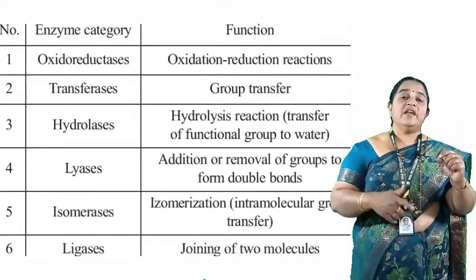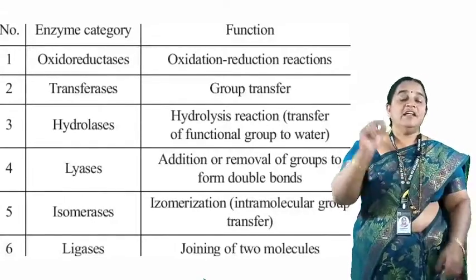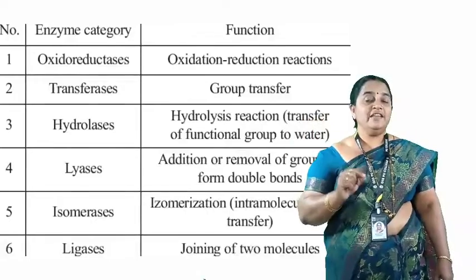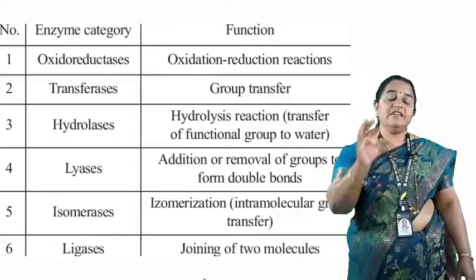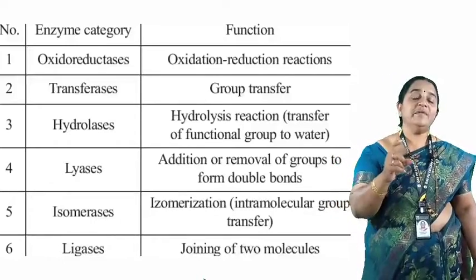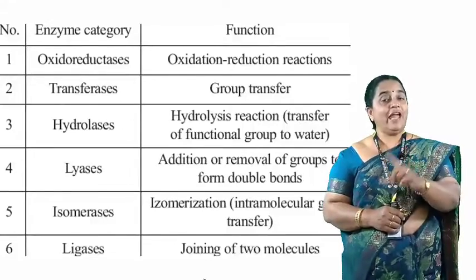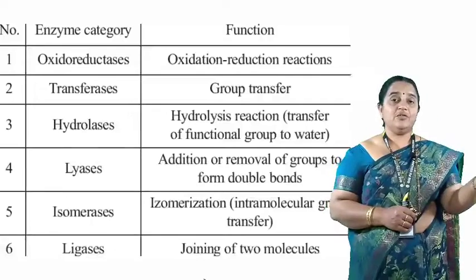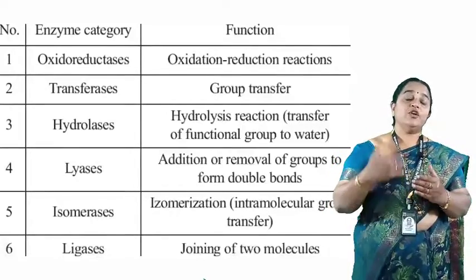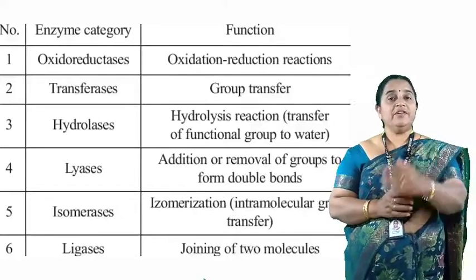Most of the enzymes are named based on the substrate on which they act, and they add the suffix ase. So wherever we find ase as a suffix, consider that it is an enzyme acting on a particular substrate. For example, lactase will act on lactose, galactase will act on galactose, protease will act on proteins. Like this, the enzyme names are given.